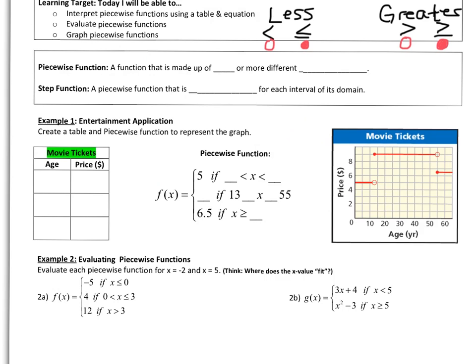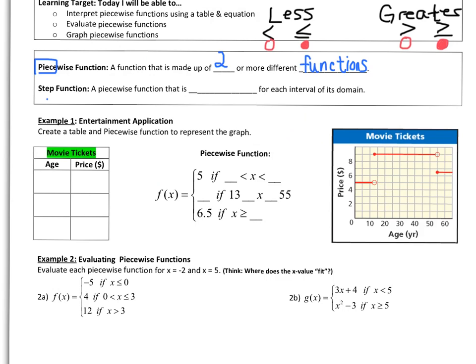So first, the definition of a piecewise function is just a function that's made up of different pieces. So instead of just one line that you graph, you'll graph two or more different functions.